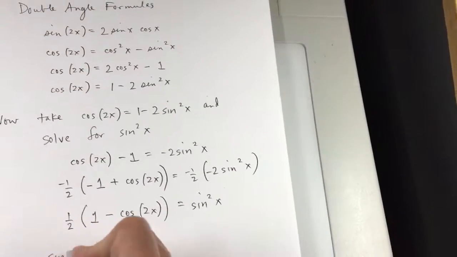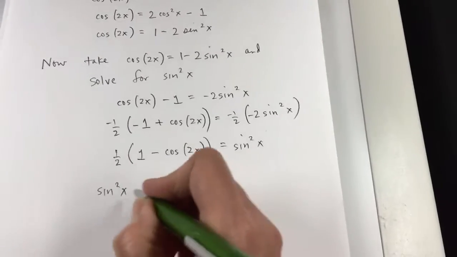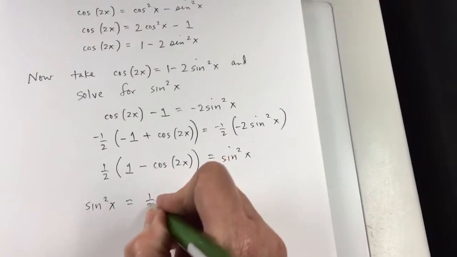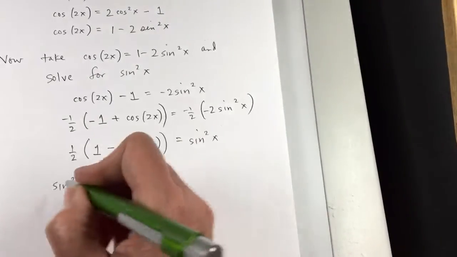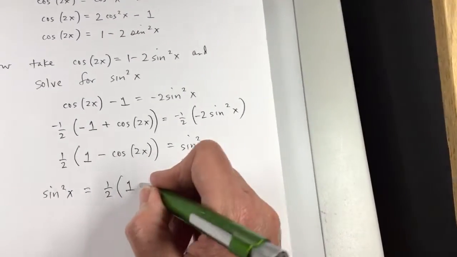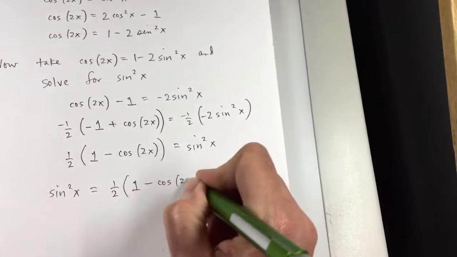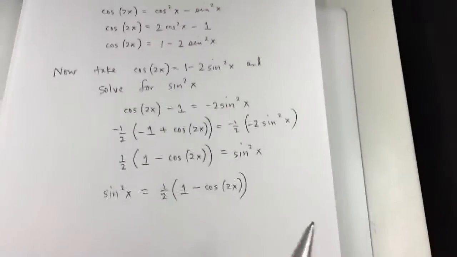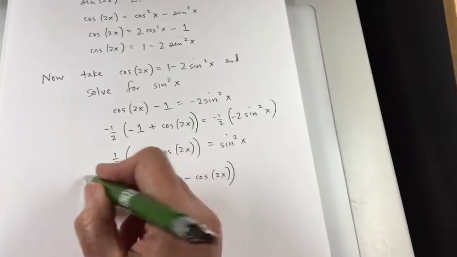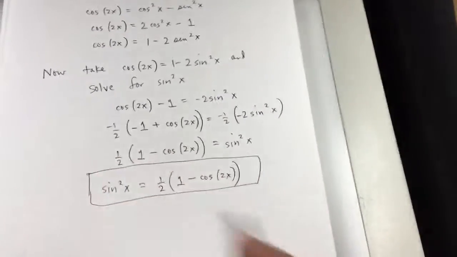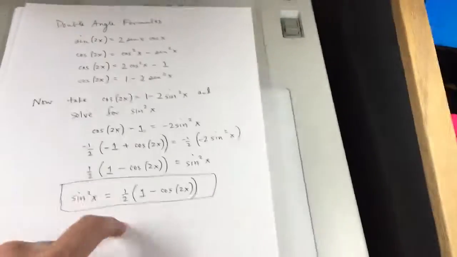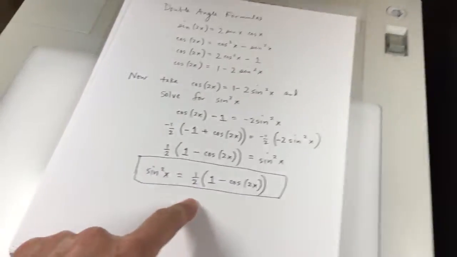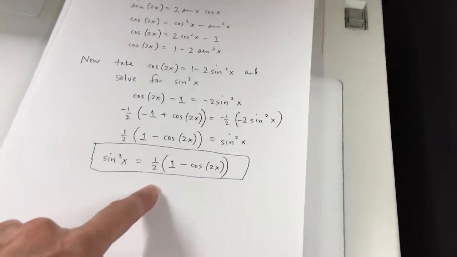I'll write it this way, sine squared x. I'm just flipping across the equal sign here. Sine squared x is 1/2 times 1 minus cosine 2x. Okay, this identity, you might not have seen this in trig just like this. This is a biggie for this course. This guy right here, you're going to use it a lot.